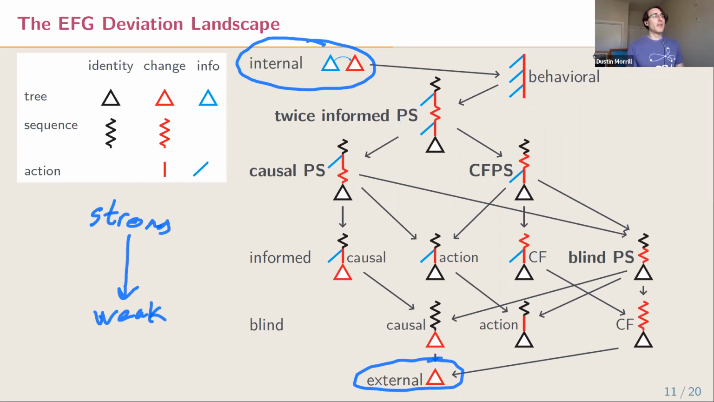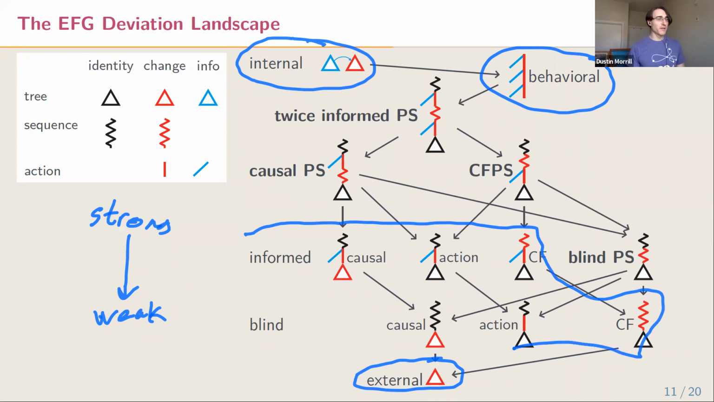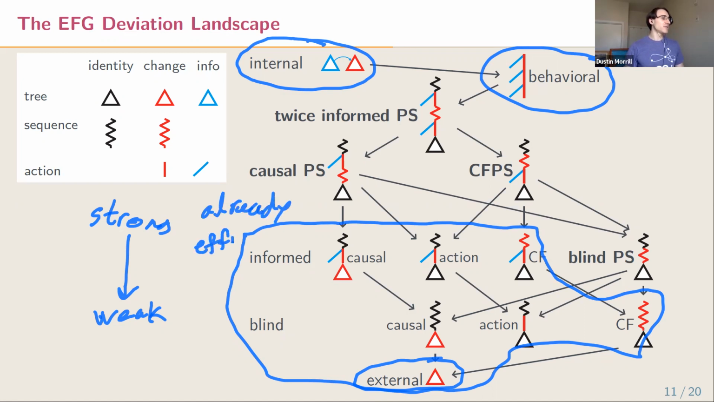So we've just described these behavioral deviations that kind of serve as a nice natural proxy for the internal deviations in extensive form games, because we've enforced this information structure. They're still going to be too difficult to deal with in most games, but we'll get there. Now, there's a set of deviations at the bottom of this figure where we already had efficient algorithms for dealing with those deviation types. So already efficient.